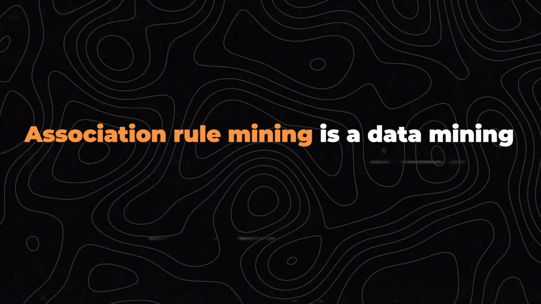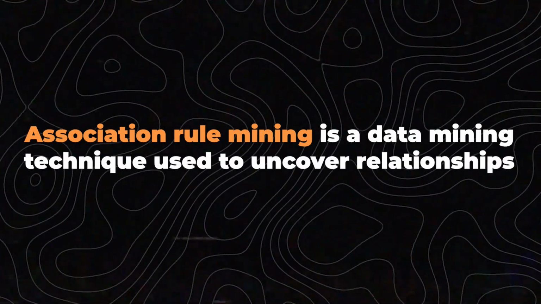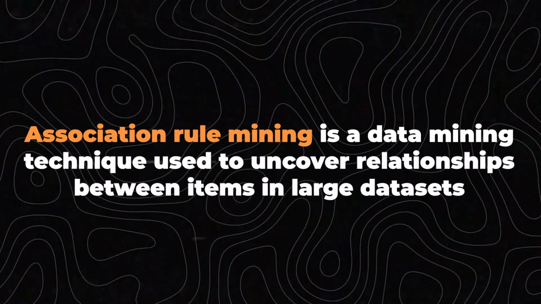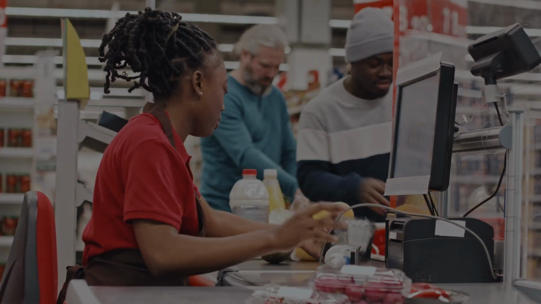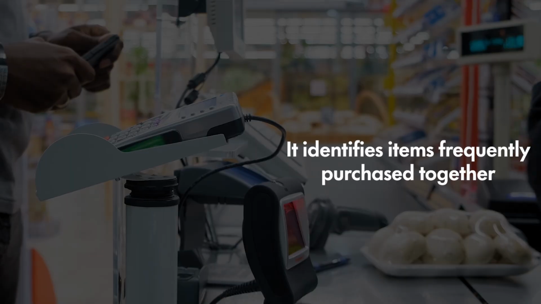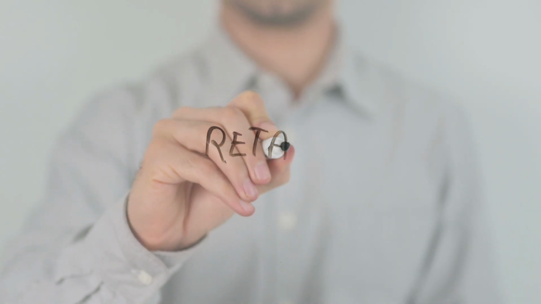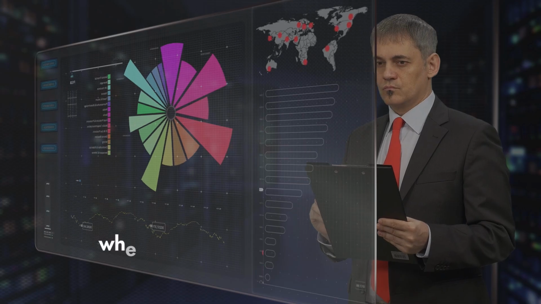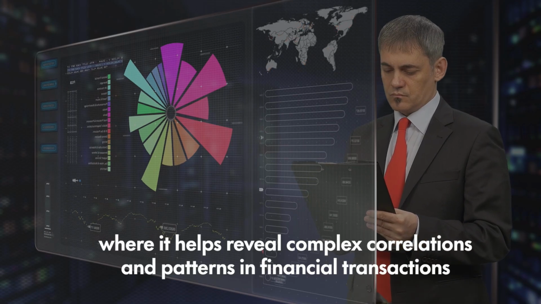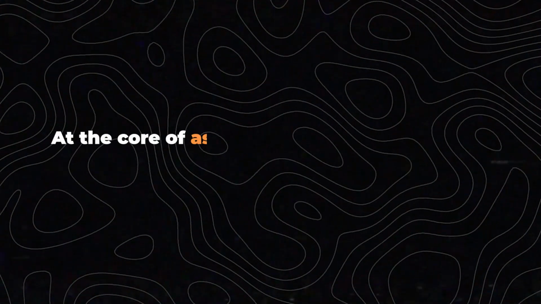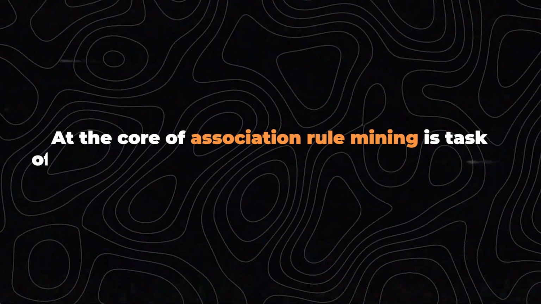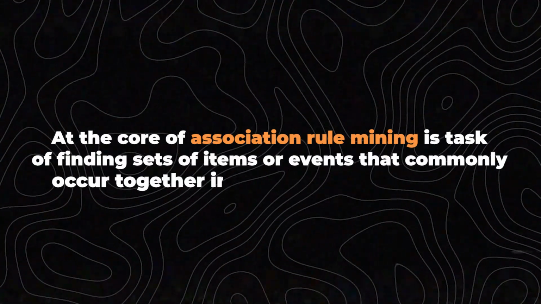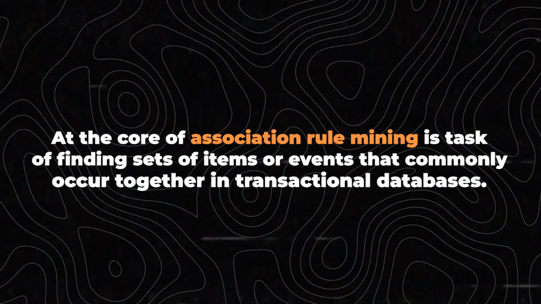Association rule mining. Association rule mining is a data mining technique used to uncover relationships between items in large datasets. It is widely known for its role in market basket analysis, where it identifies items frequently purchased together. However, its applications extend beyond retail and are particularly useful in finance, where it helps reveal complex correlations and patterns in financial transactions. At the core of association rule mining is the task of finding sets of items or events that commonly occur together in transactional databases.